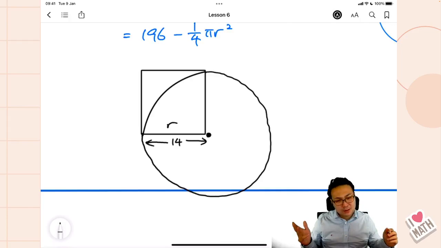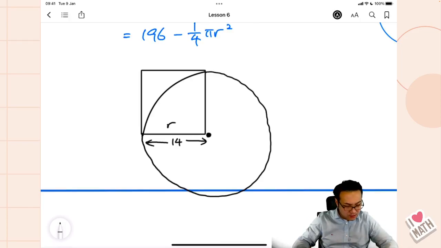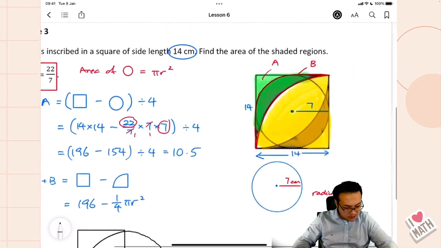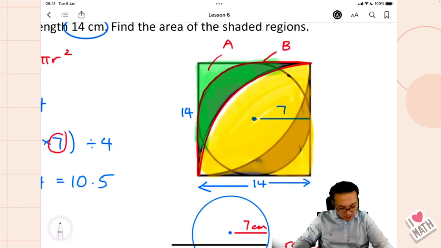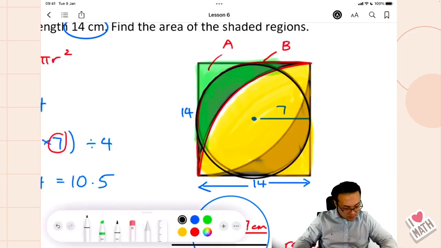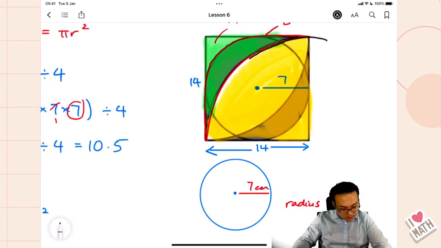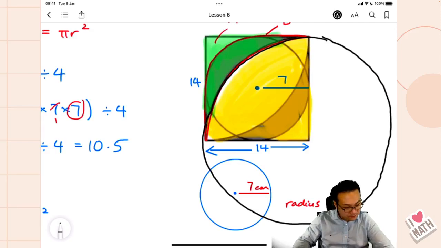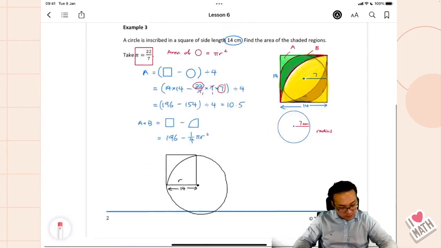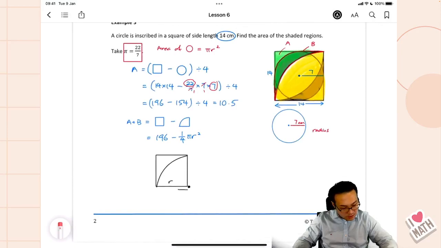Okay, be very careful. Which circle are you talking about? There's two circles, you know. There's a small circle inside here. There, this one. The radius is 7. But if you want to talk about the quarter circle, this quarter circle is actually part of a very big circle. So the center of the circle is here. The radius is 14. Okay, that's what you need to be careful of. So please take note, radius 14.